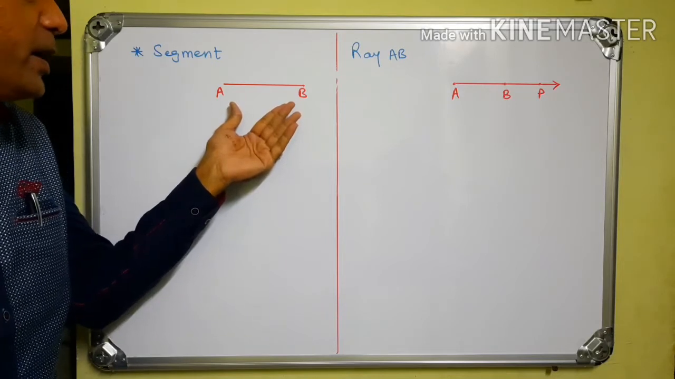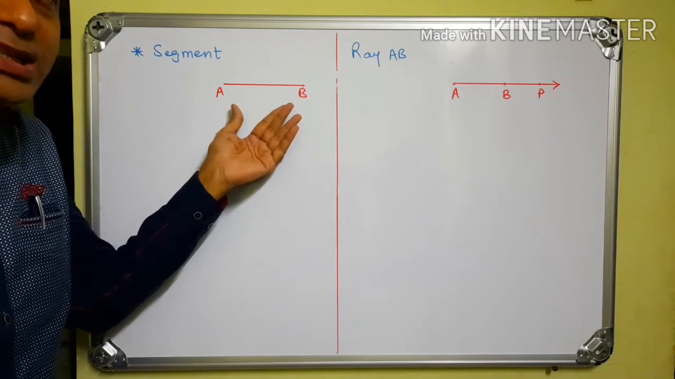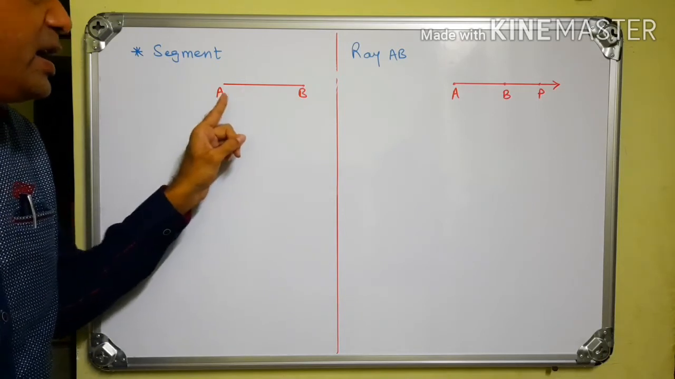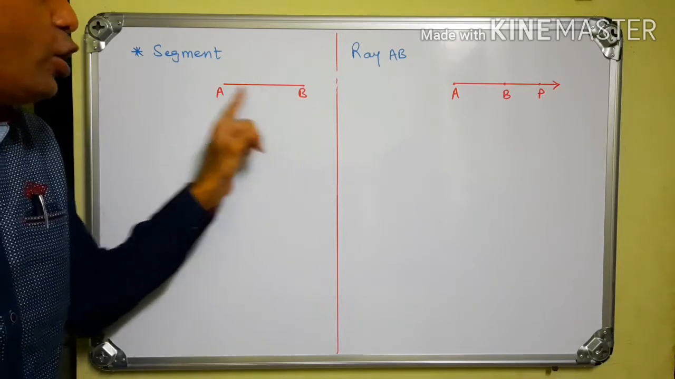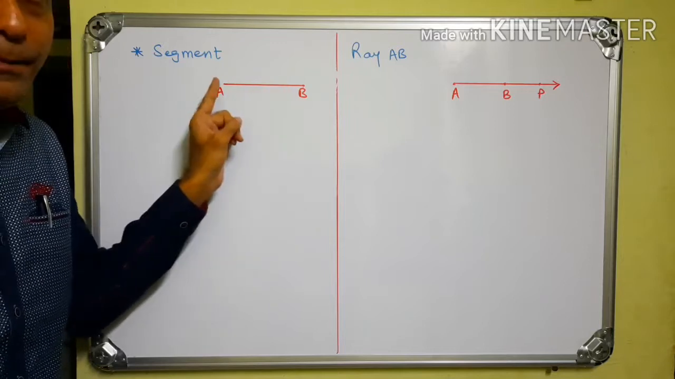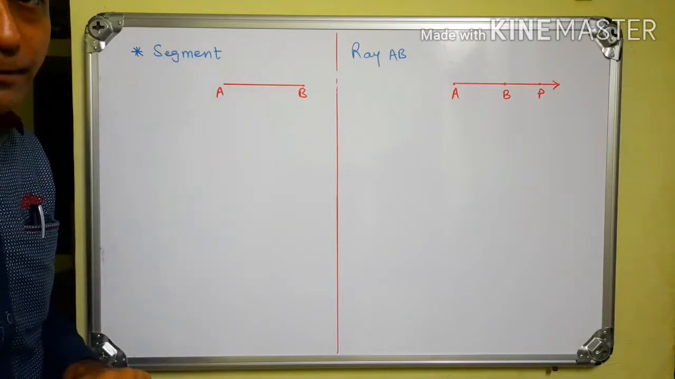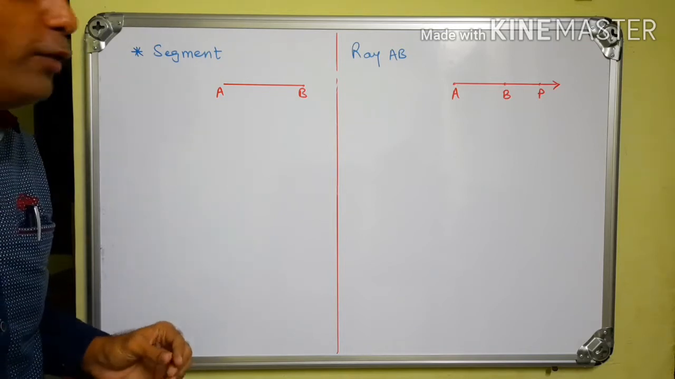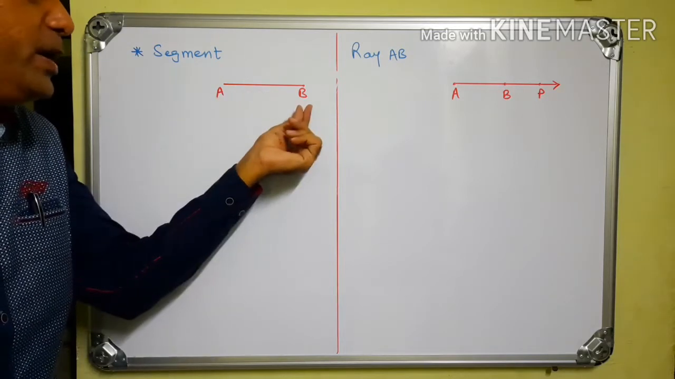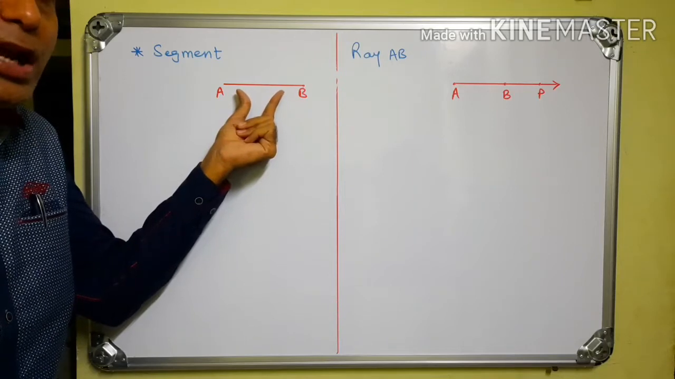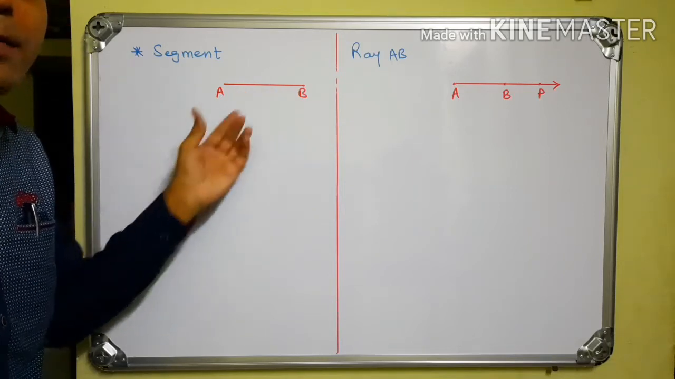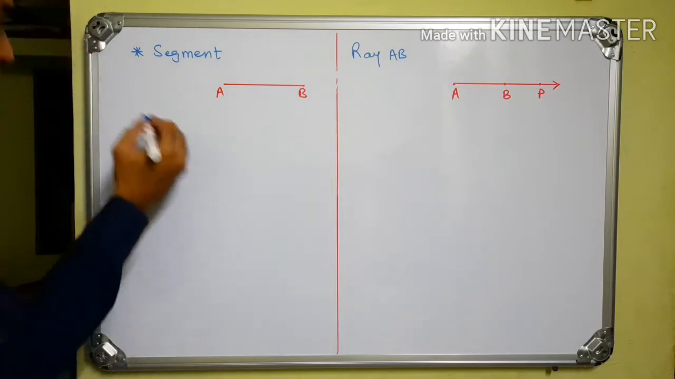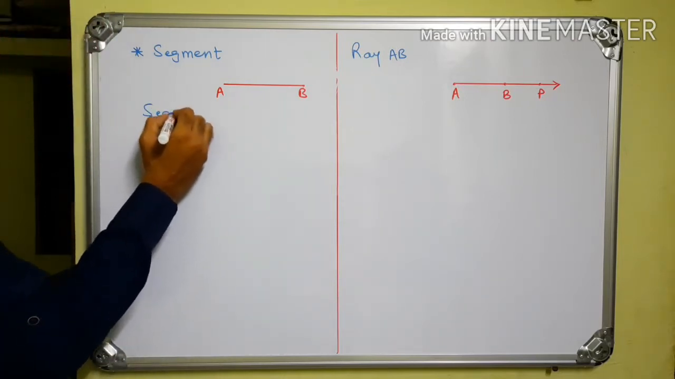Now what is a segment? The union set of point A, point B and all points between AB is called segment AB. I repeat once again, the union set of point A, point B and all points between AB is called segment AB.